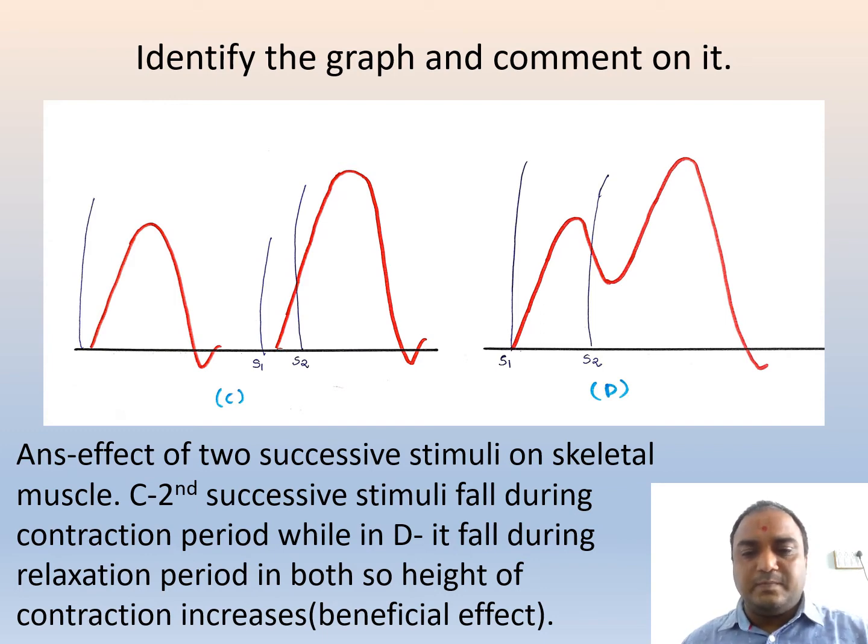In this figure, in D, you can see the simple muscle twitch and the second successive stimulus falls during the relaxation period, or mid-relaxation period. There is a single graph, but an increase in the height of contraction is noted. The graph shows the effect of two successive stimuli on skeletal muscle.